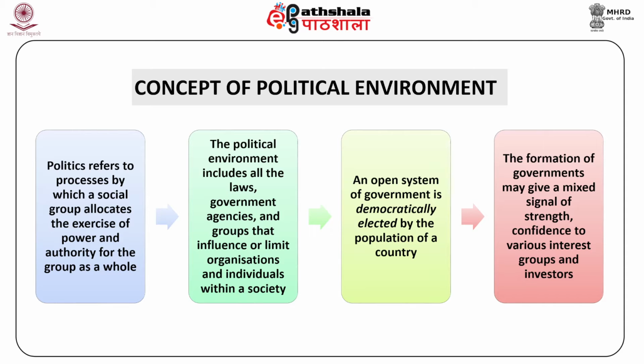There are different political systems in the world. An open system of government is democratically elected by the population of a country. The fact that democratic governments have to seek re-election every few years has contributed towards a cyclical political environment. This periodical system of electing government is one of the major factors influencing the stability of the government and policies, which in turn affect businesses and related activities to a great extent. The formation of governments may give a mixed signal of strength and confidence to various interest groups and investors. In this way, the political environment is one of the less predictable elements in an organization's business environment.